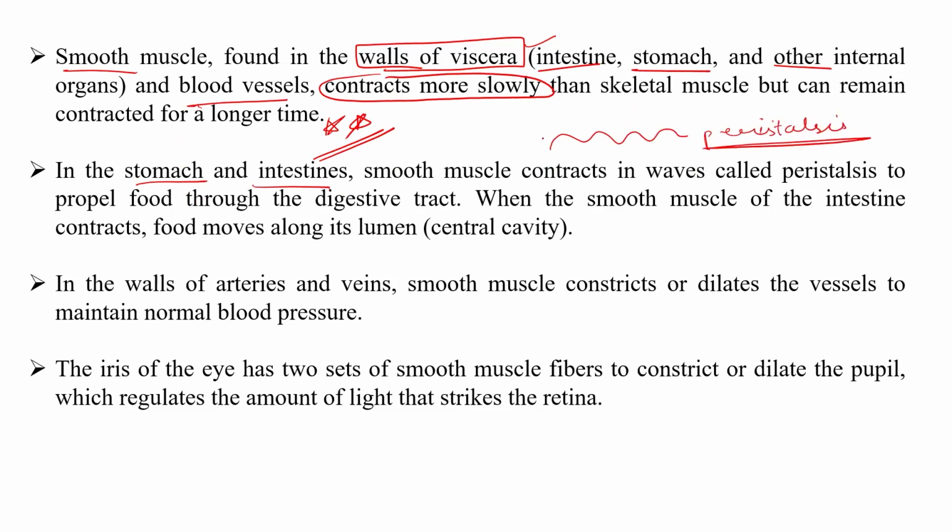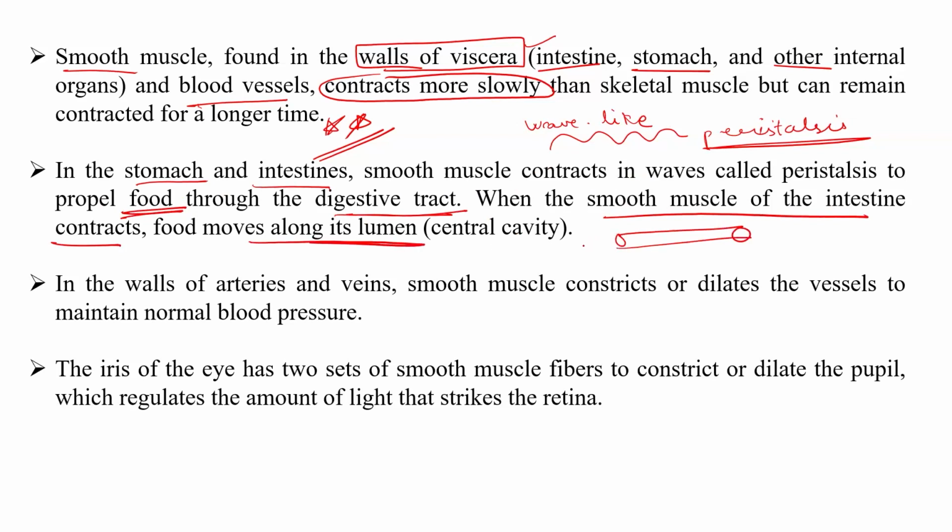So this peristalsis, or the wave-like pattern, helps in the movement of the food. It helps in propelling the food through the digestive tract, through the digestive system. And when the smooth muscles of the intestine contract, the food moves along its lumen, which is the central cavity. So suppose this is the intestine and food enters the intestine; upon contraction, the food will move forward in the lumen.